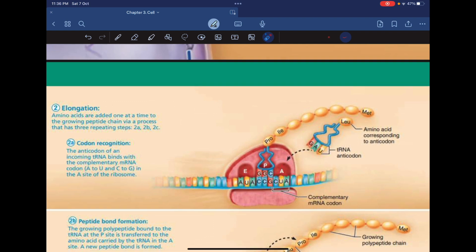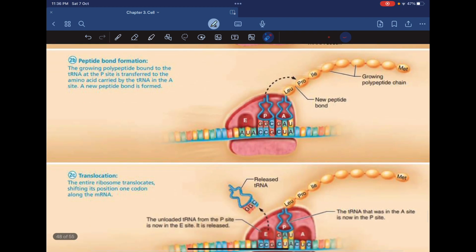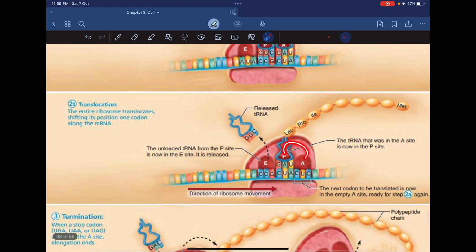So the anticodon of an incoming tRNA binds to the A site. Okay? After it binds, this leucine goes to the polypeptide chain and it's completed, then it's transferred to the P site. After it's transferred to the P site, the tRNA that was in the P site is released from the E site.